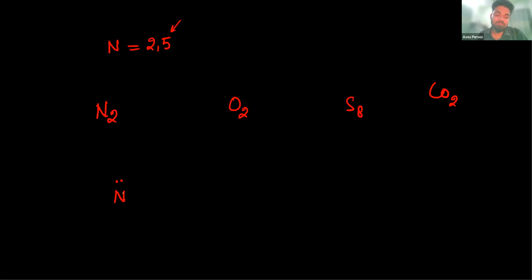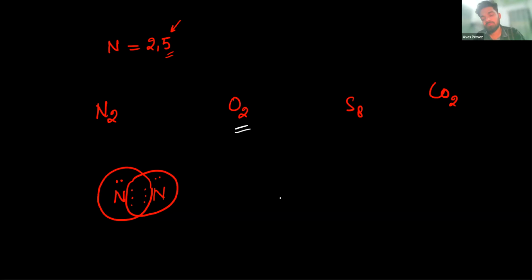Now, because it requires 3, it will share 3 electrons. The second nitrogen atom will be like this, and they will make a bond like this. This is the electron dot structure of N2.